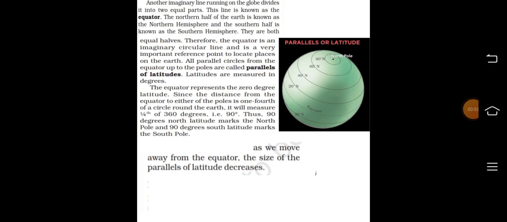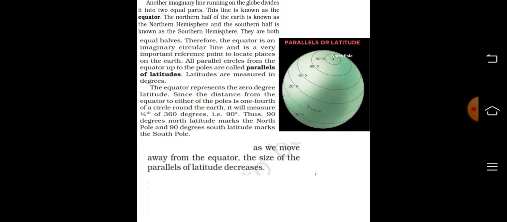Another imaginary line running on the globe divides it into two equal parts. This line is known as the equator. The northern half of the earth is known as the northern hemisphere and the southern half is known as the southern hemisphere. They are both equal halves.